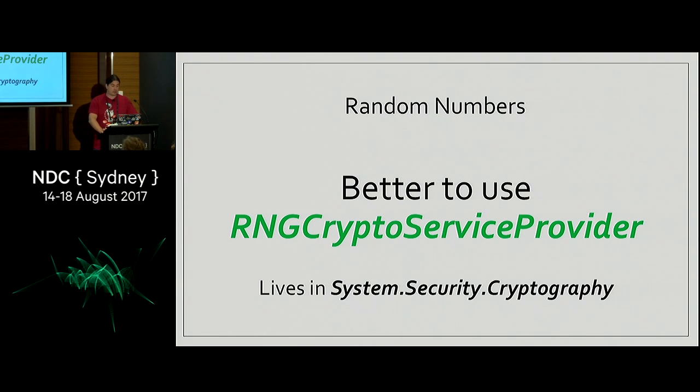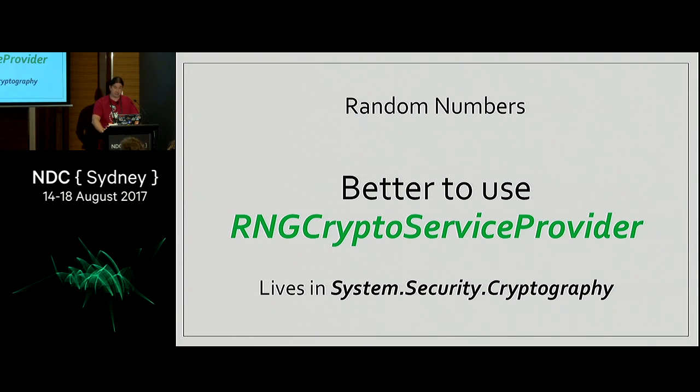What's better to use is a class called RNGCryptoServiceProvider. You're going to find that a lot of these objects in .NET, if you're not familiar with them, have some really ridiculous names, which is why a lot of people tend to overlook them in the .NET framework, because they're not very obvious. This one lives in the System.Security.Cryptography namespace, along with everything else that we're talking about today.